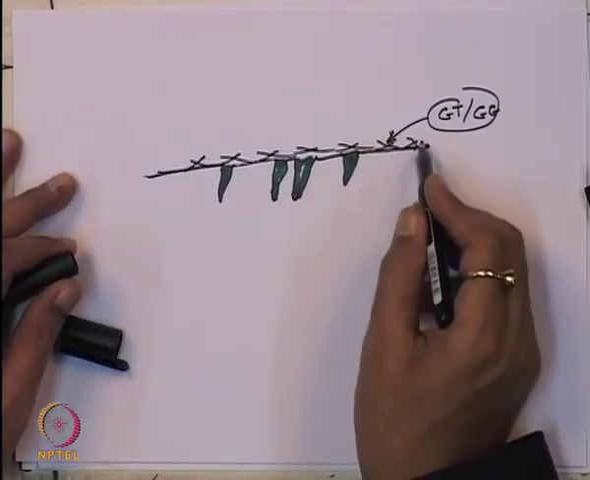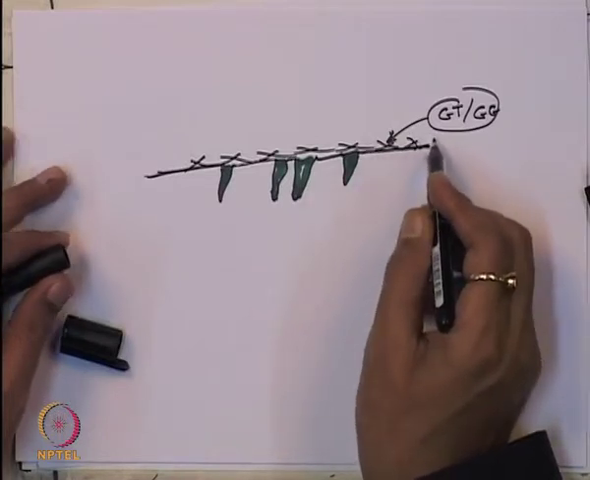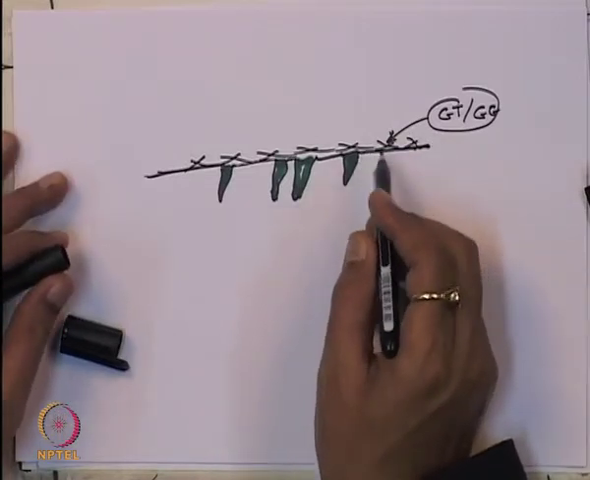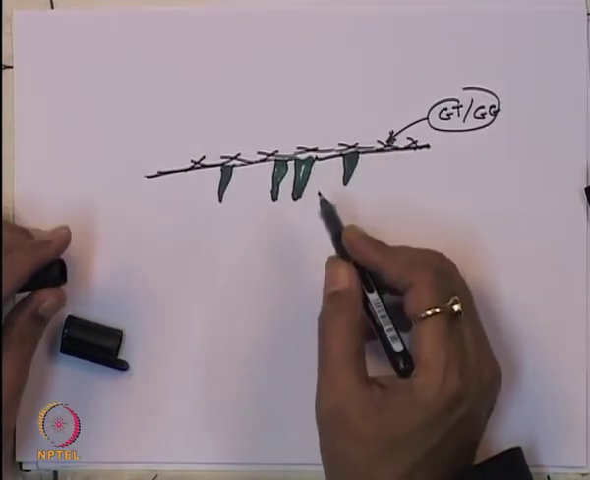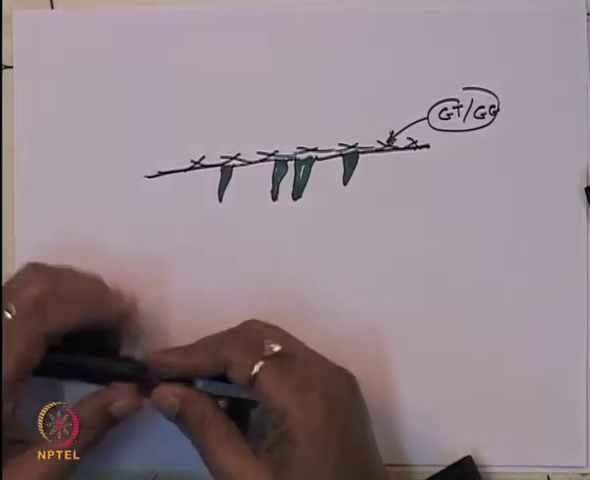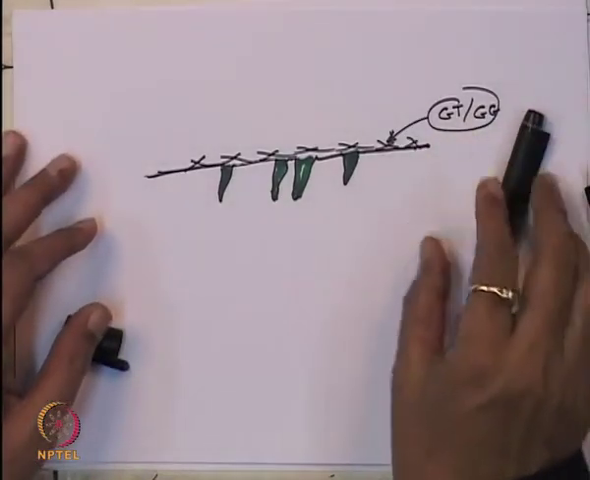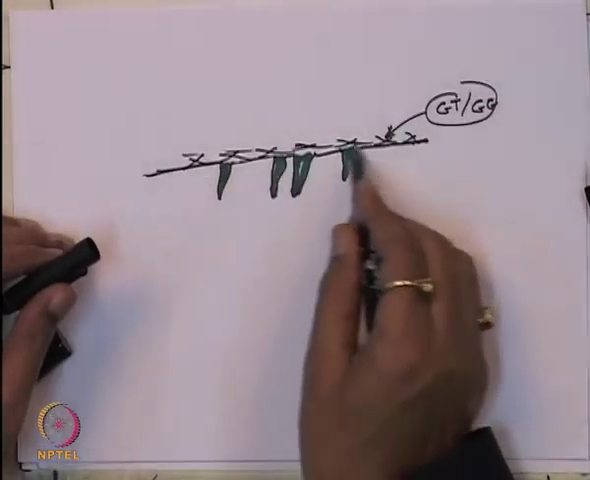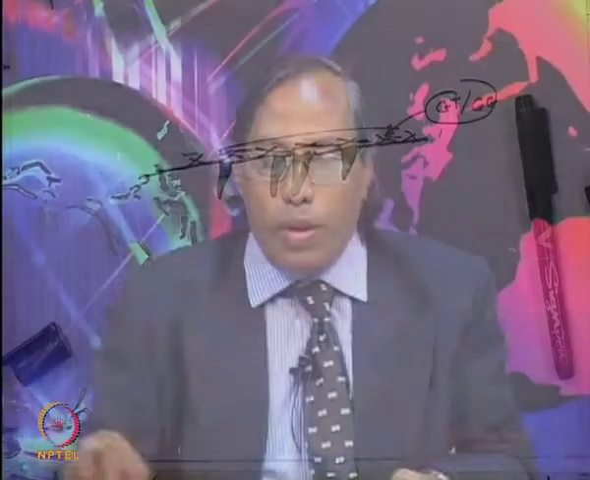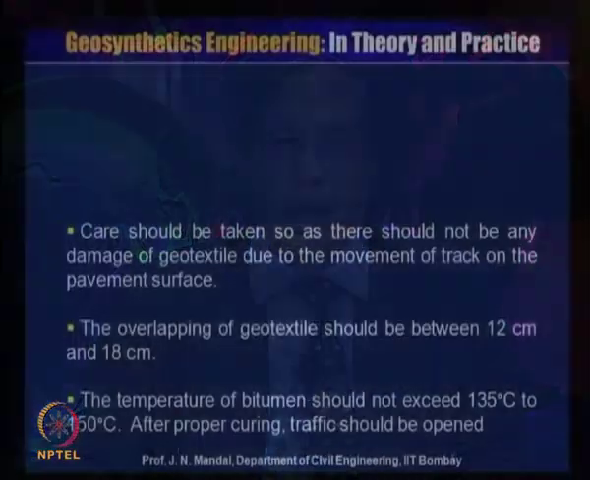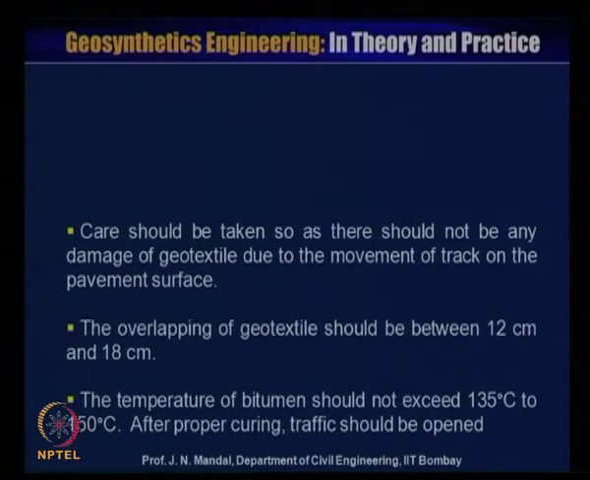The overlap should be between 12 centimeter and 18 centimeter, and one has to be careful about the temperature. The temperature of bitumen should not exceed 135 to 150 degree centigrade. So, after proper curing, you can provide the asphalt on the top of this. After proper curing, then the traffic should be opened. So, if you do proper placement of the geosynthetics material and proper selection of the geosynthetics material, then you can retard the cracking.